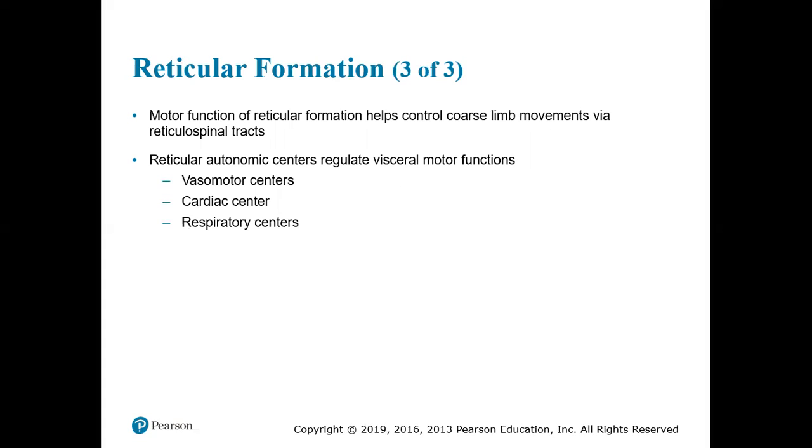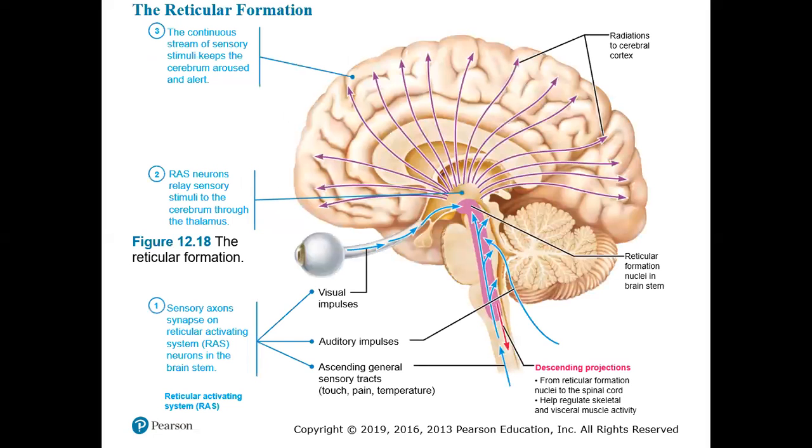Motor function of the reticular formation helps control our limb movements via reticulospinal tracts, and we'll see that language again. The reticular autonomic centers will regulate visceral motor functions. So this plays a large part in what your organ systems are doing within the visceral portion of your body. So vasomotor centers, meaning vessel control, your heart and your lungs.